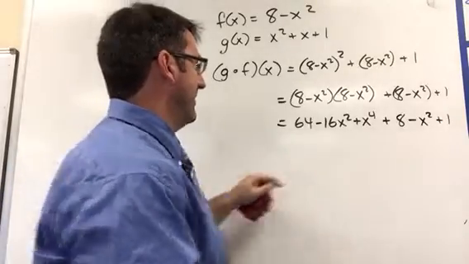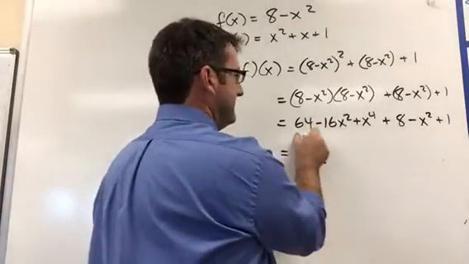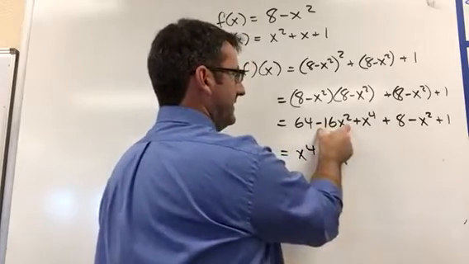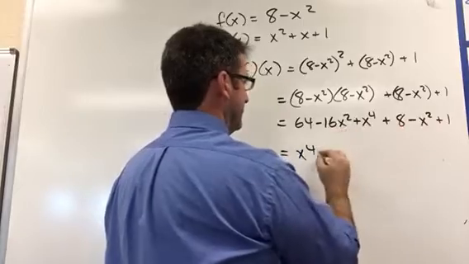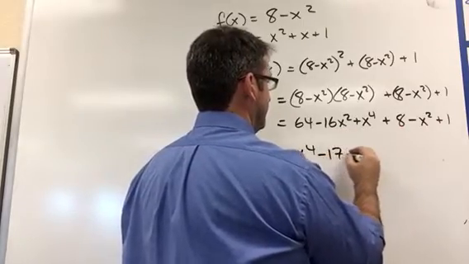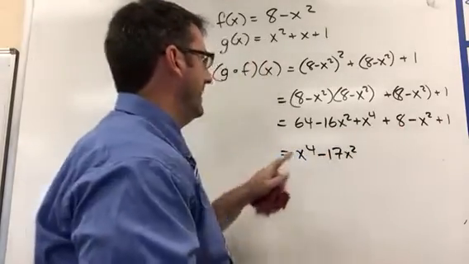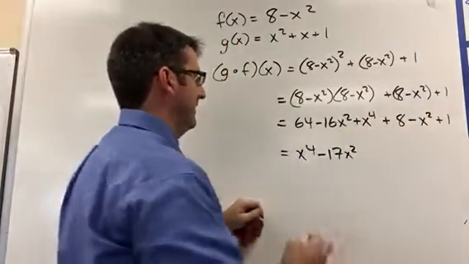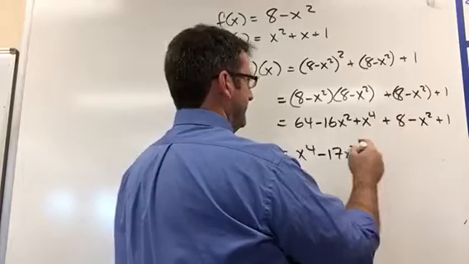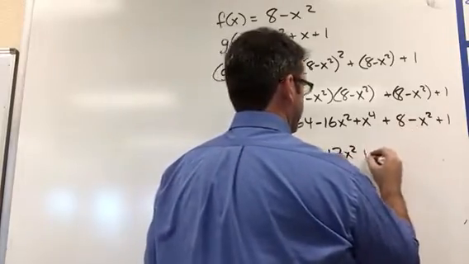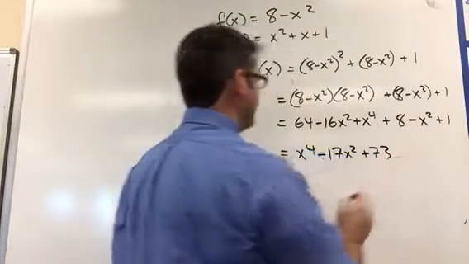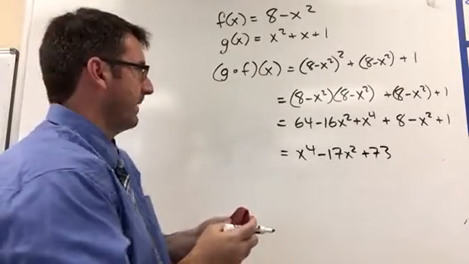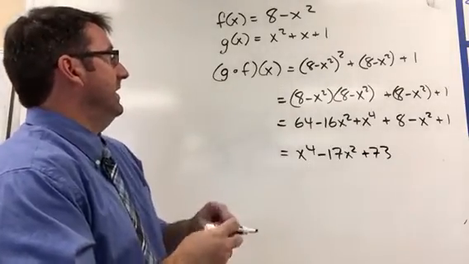Now let's combine some like terms. Let's do the x to the 4th first. And then we've got two x squared terms. This is going to be negative 17x squared. And then we've got three constant terms, 64 plus 8 plus 1. 64 plus 8 is 72, plus 1 is 73. All right, so that's g of f.